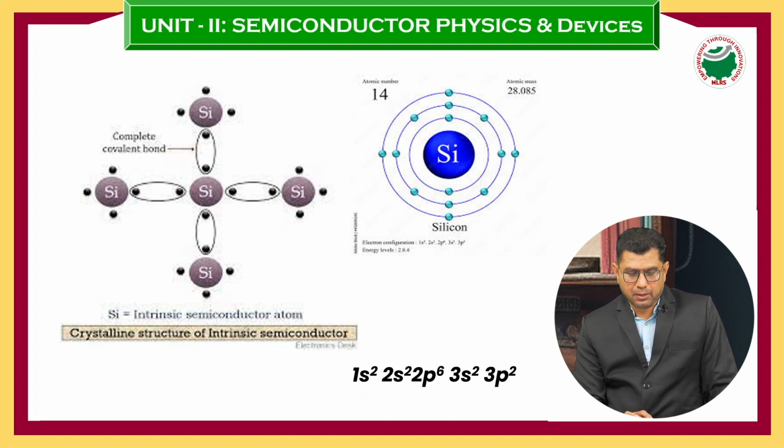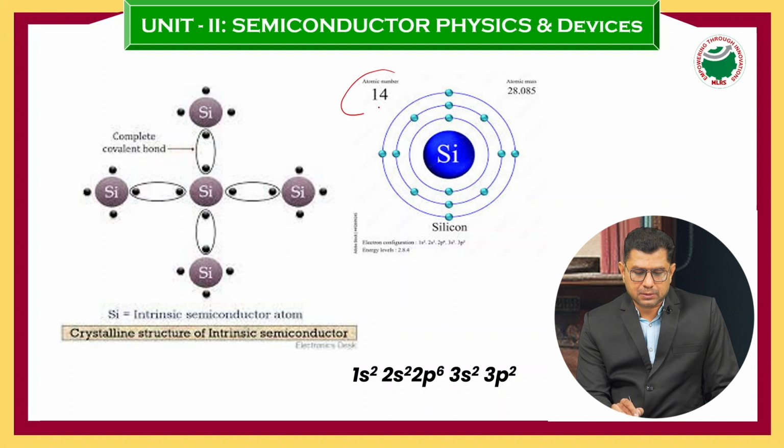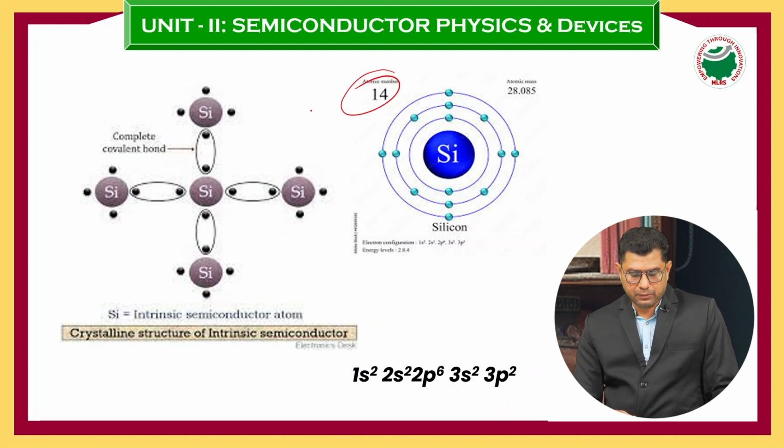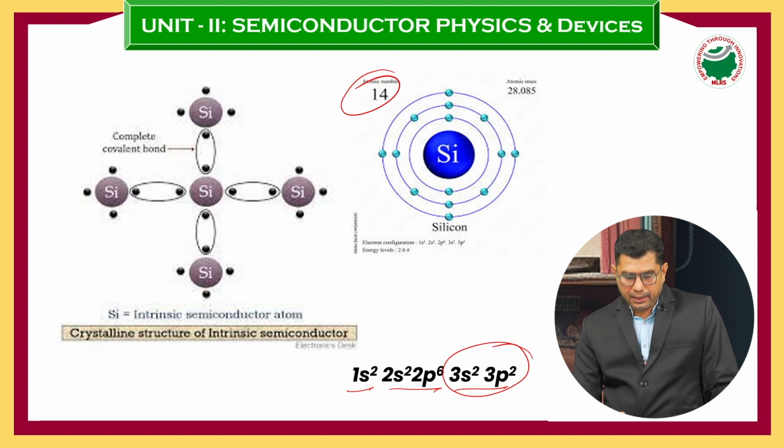See here silicon, the atomic number is 14. When we observe, the electronic configuration is 1s2, 2s2, 2p6, this is the second shell, and 3s2, 3p2. The outermost orbit contains 4 valency electrons. Now to attain stability like inert gas configuration, silicon needs either to leave 4 valency electrons or gain 4 valency electrons. But it is a very difficult process.